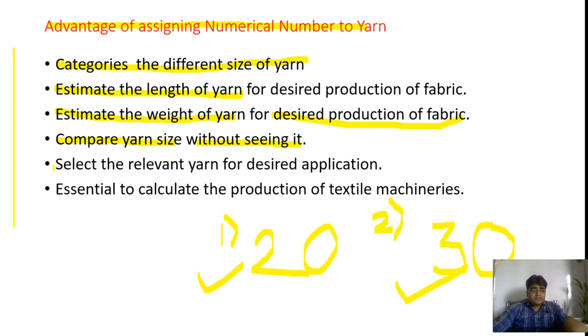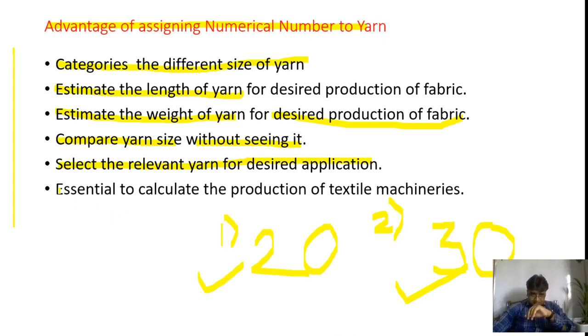Another thing you can see here is selecting the relevant yarn for the desired application. What does that mean? Suppose you are constructing shirting fabric. For shirting fabric you have to select 30s count or 40s count, which is very fine in nature. We cannot use a very thick yarn for shirting fabrics, as it is not comfortable. So this yarn numbering system is going to help you select the relevant yarn for the desired applications.